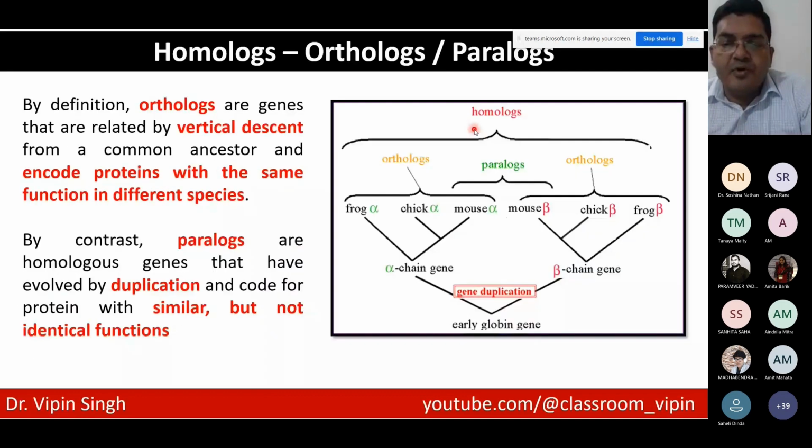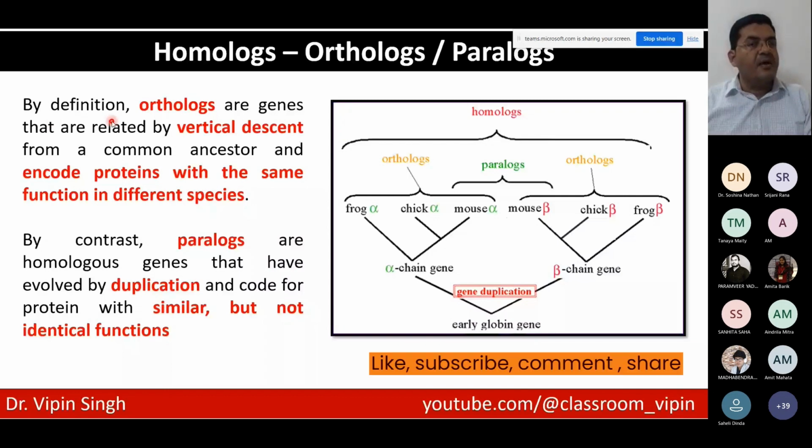Here this is your early globin gene. This is a gene duplication event. You have the alpha copy, you have the beta copy. So alpha and beta are basically paralogs of each other. And if you look at the alpha of mouse and alpha of human, they are orthologs of each other. By definition, homology can be of two types: orthologs or paralogs. Orthologs are genes that are related by vertical descent, coming from a common ancestor, and encode proteins of the same function in different species. By contrast, paralogs are homologs that have evolved by duplication and code for proteins with similar but not identical function. So they may have similar function but may not have an identical function.